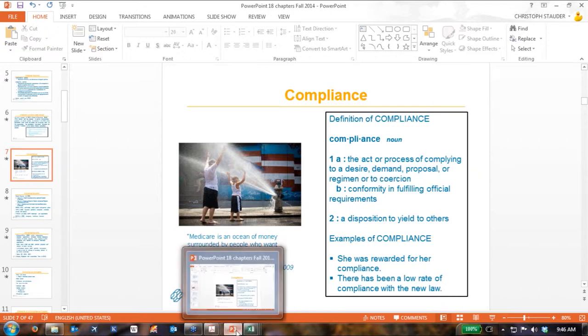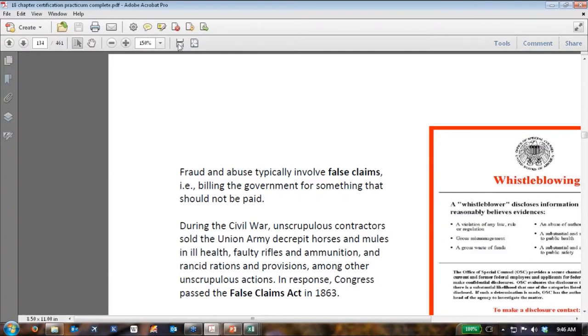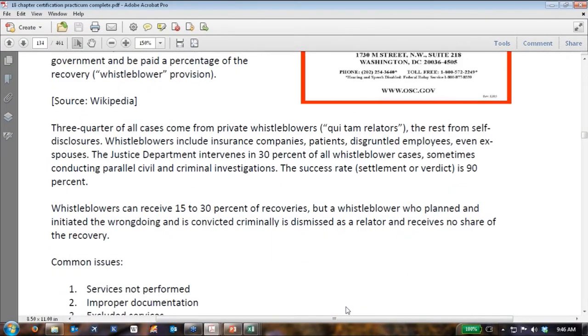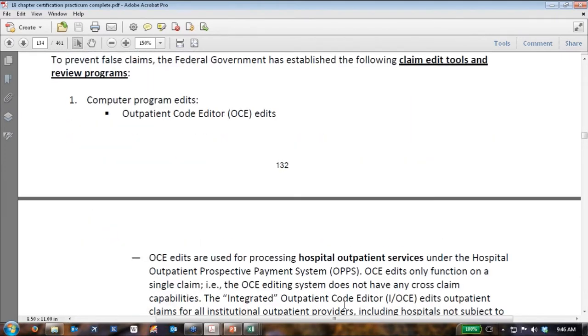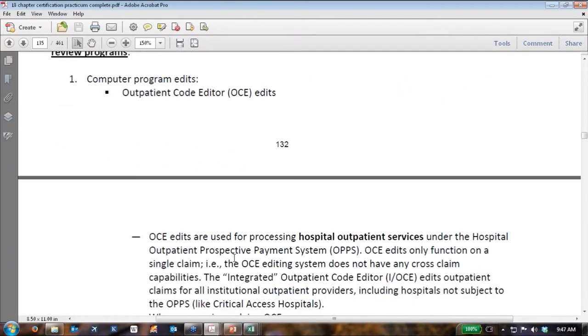So what types of fences does the government have or build around its system? And some of those are described here in this book by talking about claim edit tools and review programs. As for the outpatient code editor, it's again one of those things that few people can really truly define and describe, because it is a mystery to them exactly what it is.